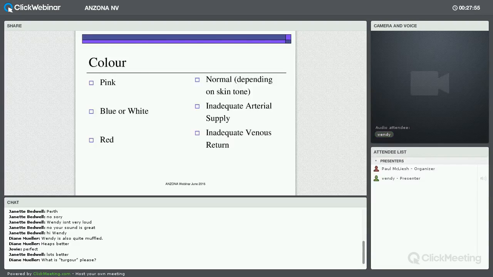My chat just didn't scroll down, so I didn't see that, but I've got it scrolled down now.